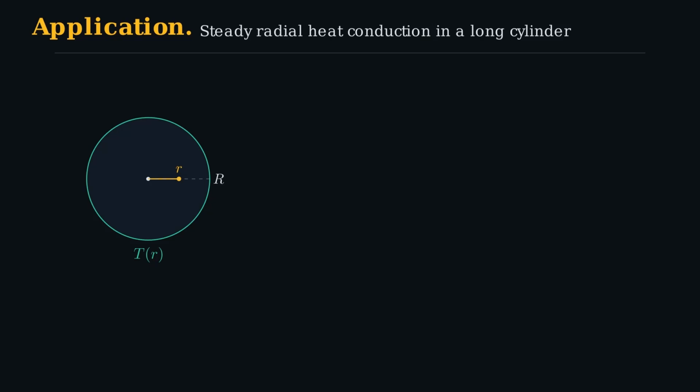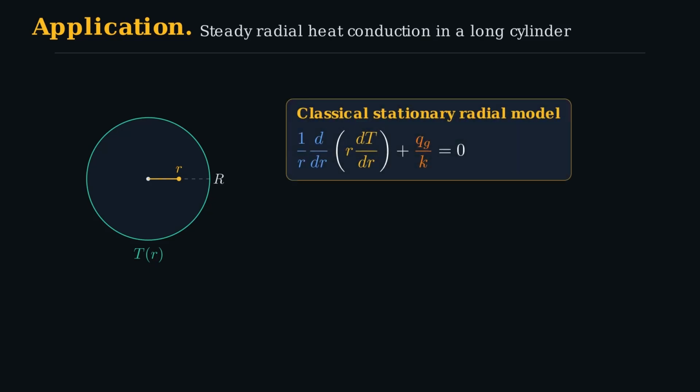This is the classical stationary model. It combines the radial diffusion term with the internal heat generation term, represented by Q_G over K. Here, Q_G measures the heat generated inside the material, and K represents the thermal conductivity. The goal is to predict how the temperature changes as we move from the center of the cylinder to the outer boundary.